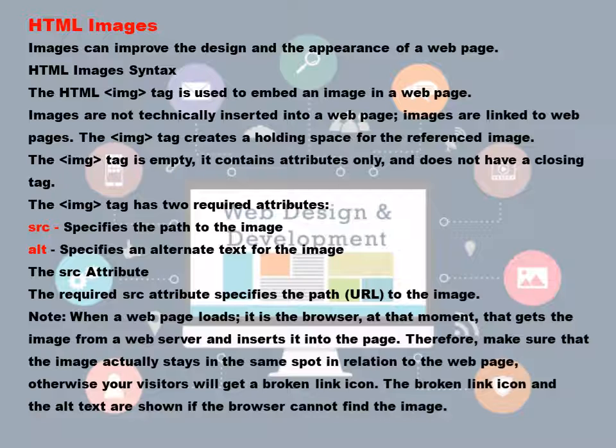Okay, there is one note: when a web page loads, it is the browser at that moment that gets the image from a web server and inserts it into the page. Therefore, make sure that the image actually stays in the same spot in relation to the web page. Otherwise, your visitor will get a broken link icon. The broken link icon and the alt text are shown if the browser cannot find the image. So this is about the image tag. Now we'll discuss it with an example.